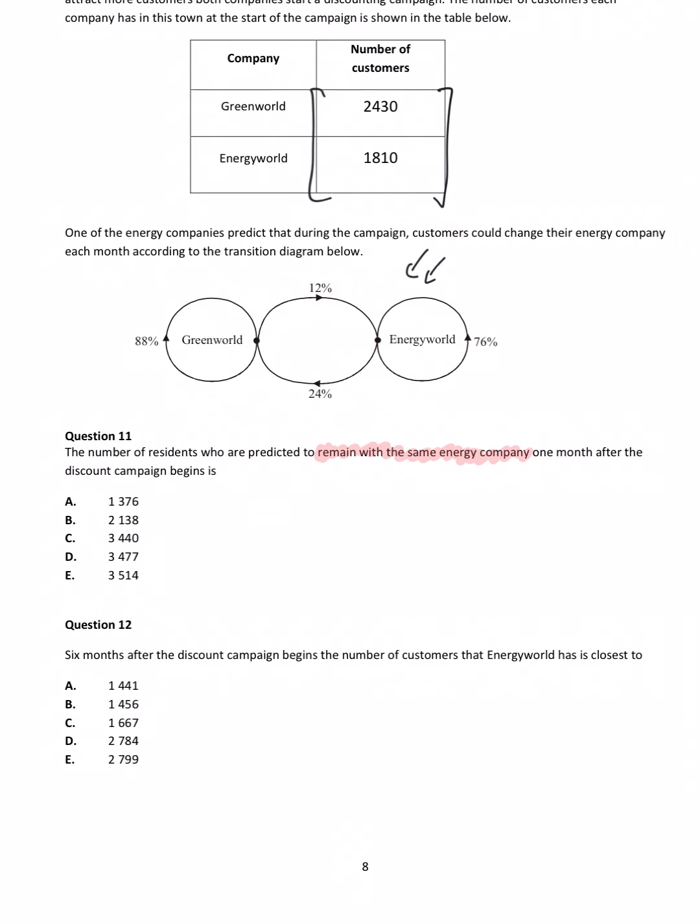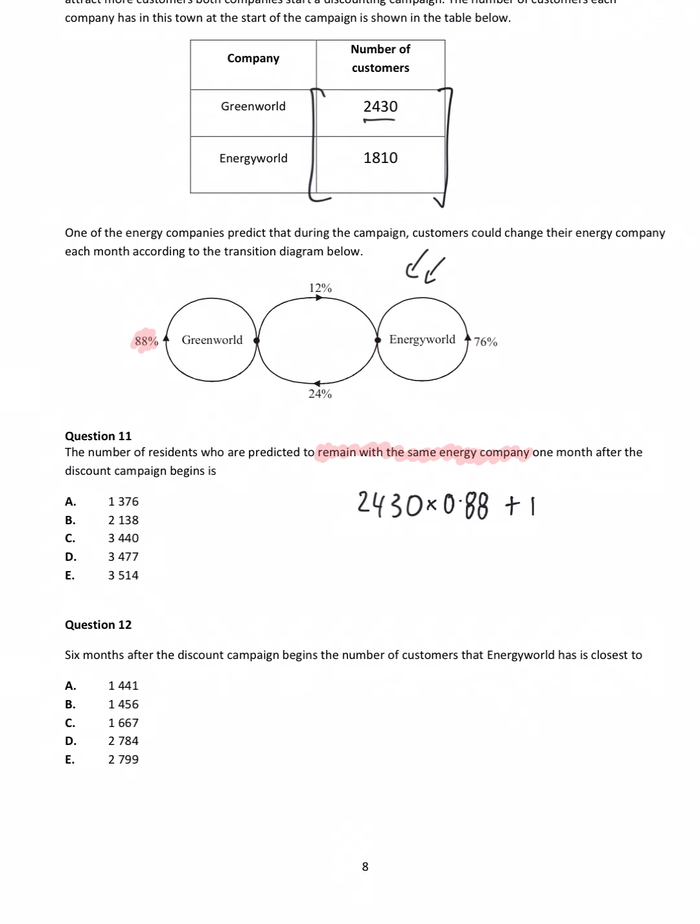If Green World originally had this 2,430, we can see that of this 2,430, 88% will stay in Green World. So what we'll do is times that by 0.88. But the question asks just who will remain with the same energy company. So what we've also got to do is find out the Energy World people as well. How many of those will stay?